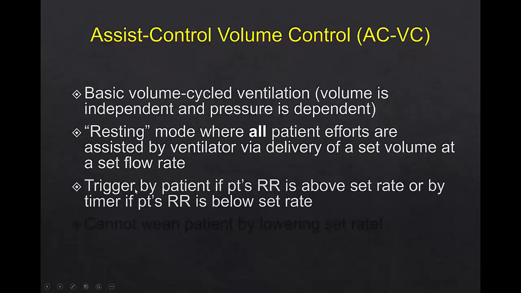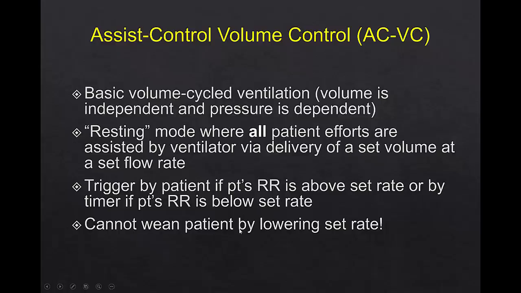It's triggered by the patient if the patient's respiratory rate is above the set rate, or it's triggered by a timer if the patient's respiratory rate falls below the set rate. We cannot wean a patient by lowering the set rate because the patient will keep triggering the ventilator at their own rate. The only real reason to lower the rate on assist control is if we think we're overventilating a patient.